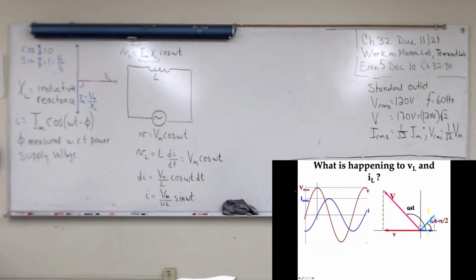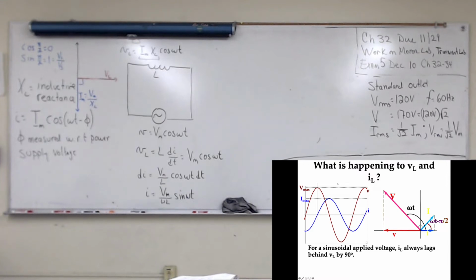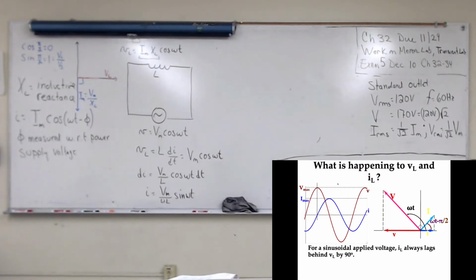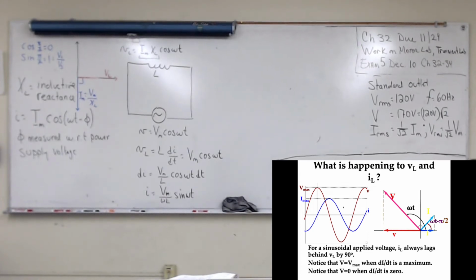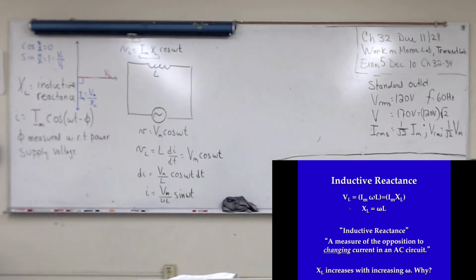Let me do a circuit that has a resistor in it. So this is just a circuit with an inductor. The inductor is ideal. The current always lags the voltage by 90 degrees. That's always the case. And again, the X sub L is called the inductive reactance. The inductive reactance represents a measure of the opposition to a changing current in an AC circuit.